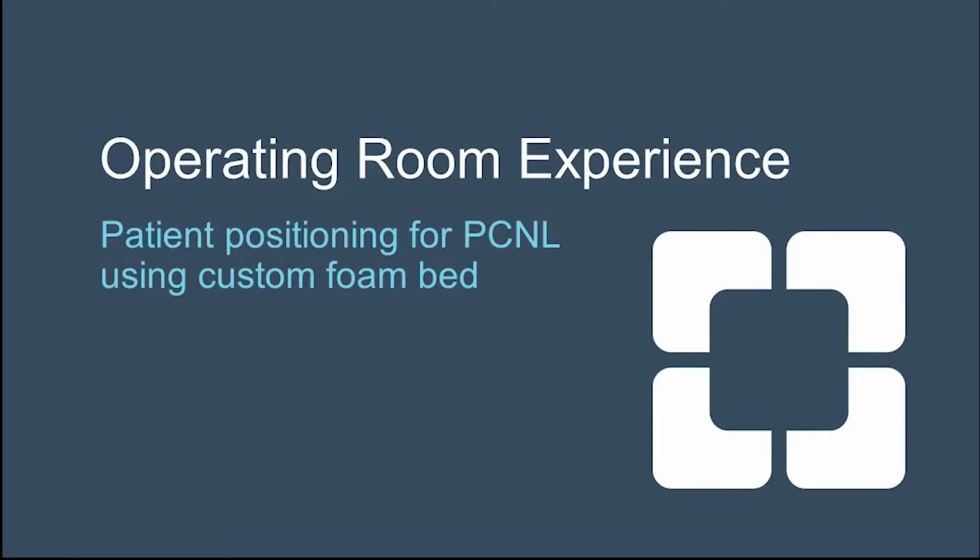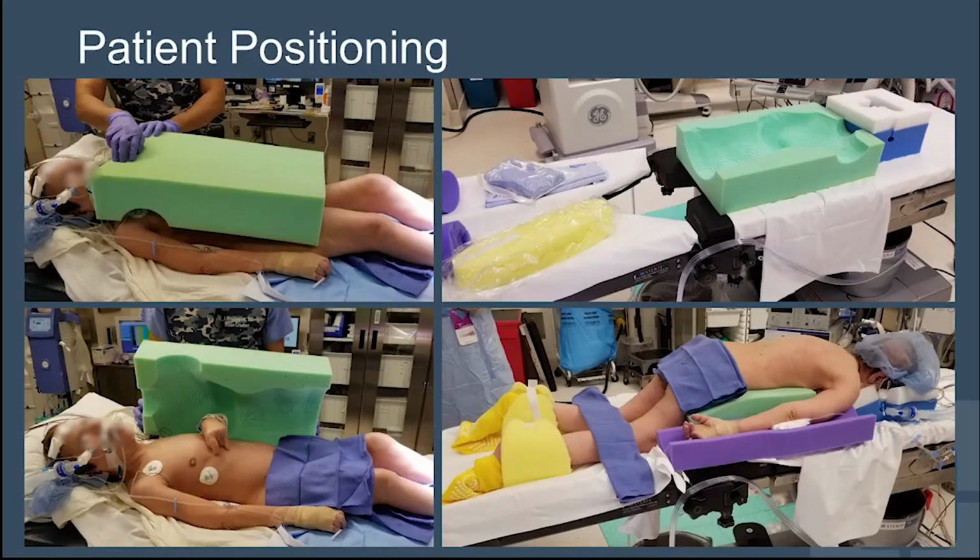The final product was brought into the operating room for the patient's procedure, during which the foam bed performed remarkably well. As you can see on the left side of this slide, the fit of the foam bed was confirmed to the patient on the hospital bed before being transitioned to the operating table. Next, the foam bed was placed on the operating table and the patient was flipped directly into the prone position onto the foam bed in the picture shown on the right.